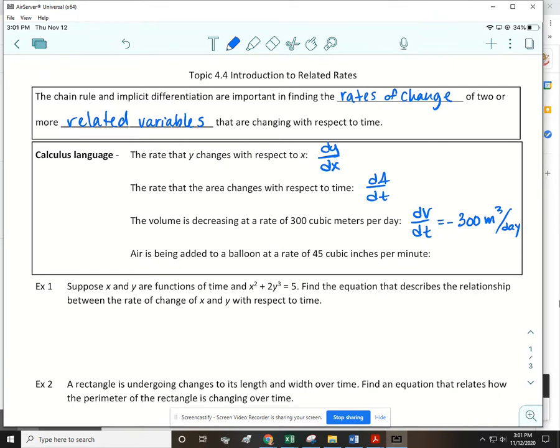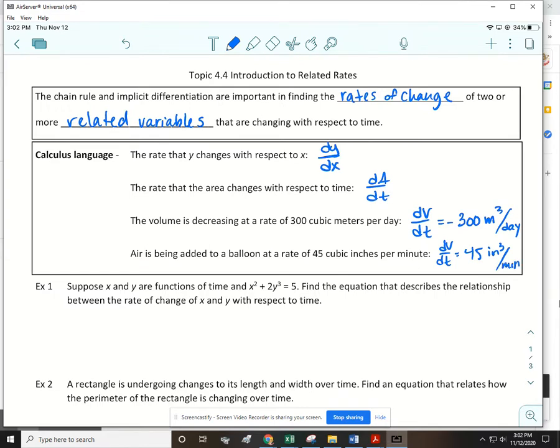All right. And then the last one, air is being added to a balloon at a rate of 45 cubic inches per minute. So air being added to a balloon is changing the volume. The volume is changing. So it's another dV dt. And if it's being added, it's positive. And then that's going to be 45 cubic inches per minute.